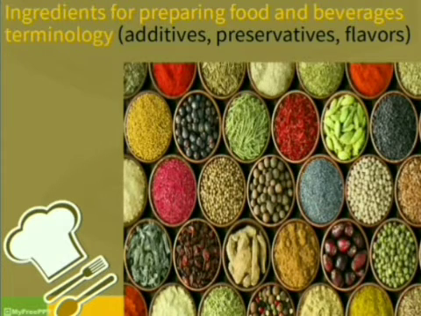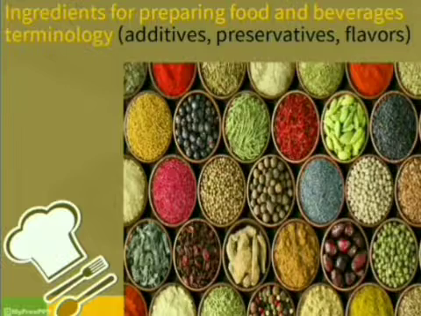Ingredients for preparing food and beverages terminology: additives, preservatives, flavors. Especially sunflower may not exist in the second culture. You have to translate them. Before translating, you have to get some information from the net, maybe from other dictionaries, in order to give the meaning. You can even generalize. You may give an explanation or translation, because this kind of flower may not exist in the second nation.